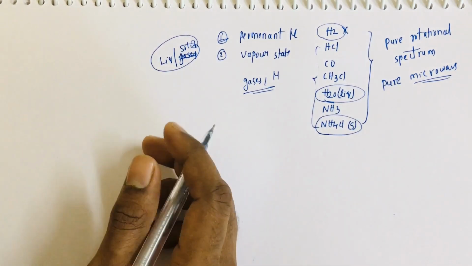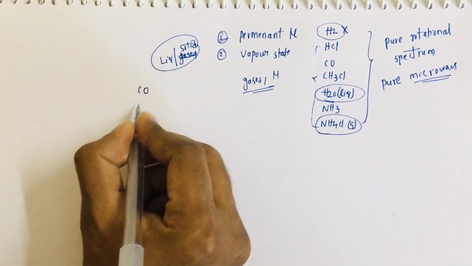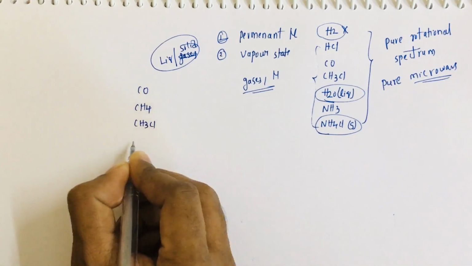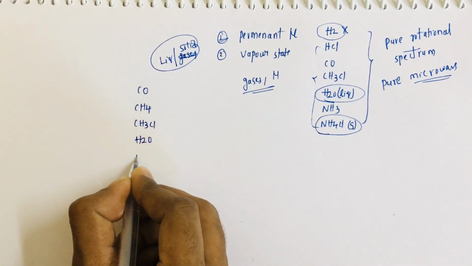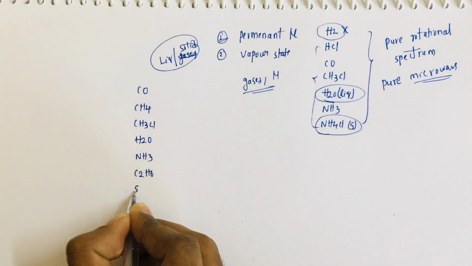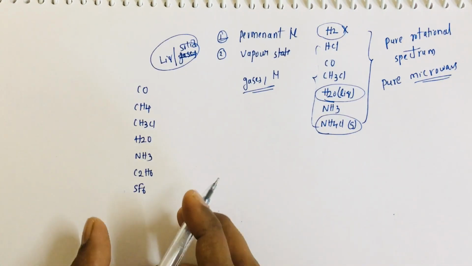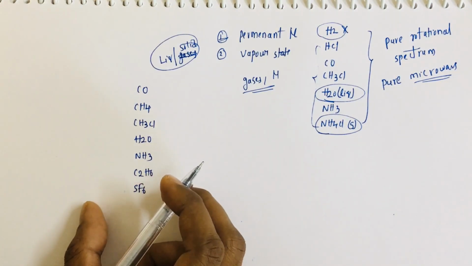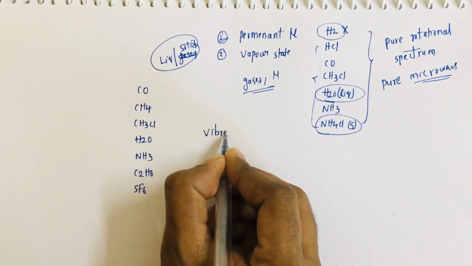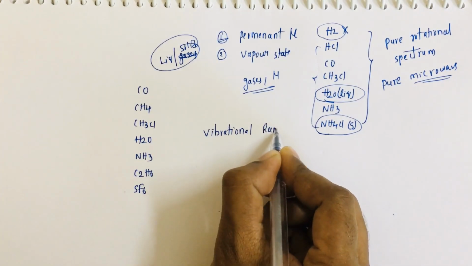And the second question we have: CO, CH4, CH3Cl, water, ammonia, C2H6 and SF6. So these are the compounds. The question is, which molecules show a vibrational Raman spectrum?